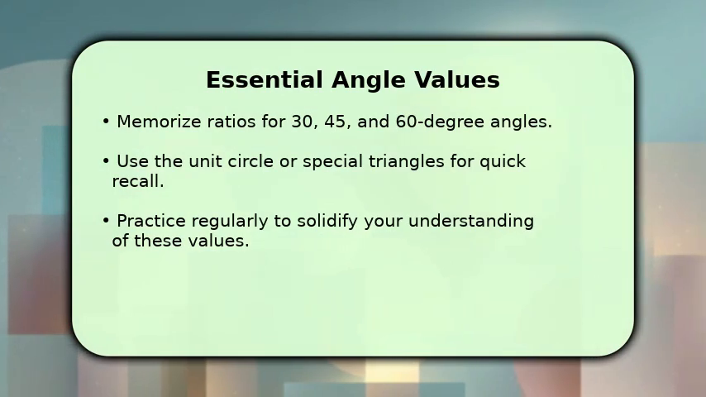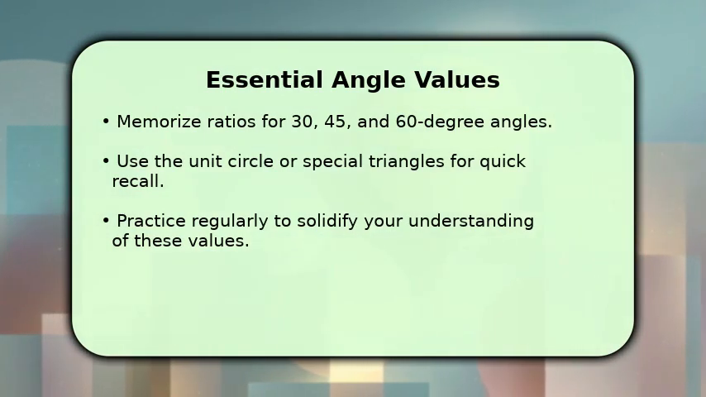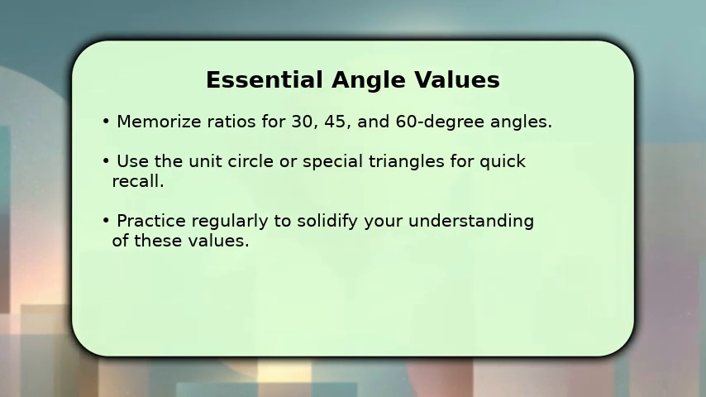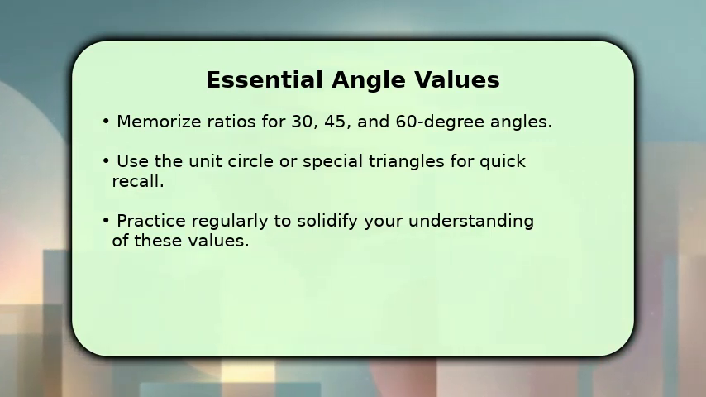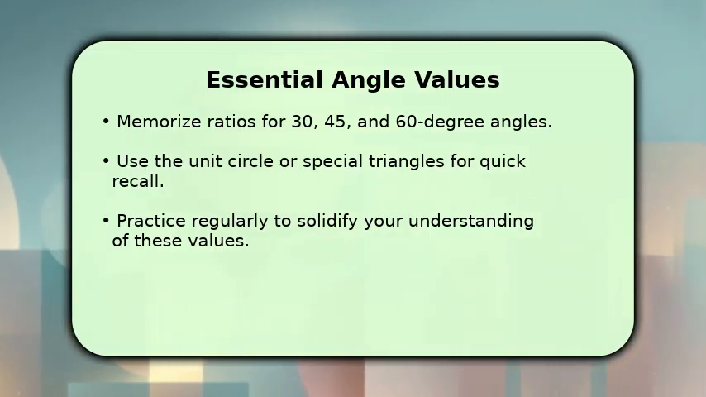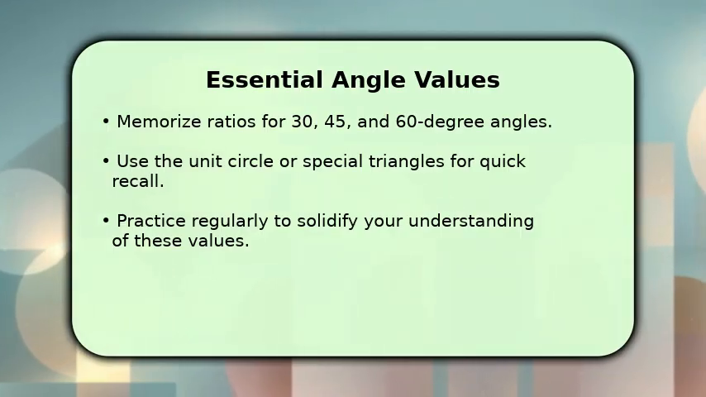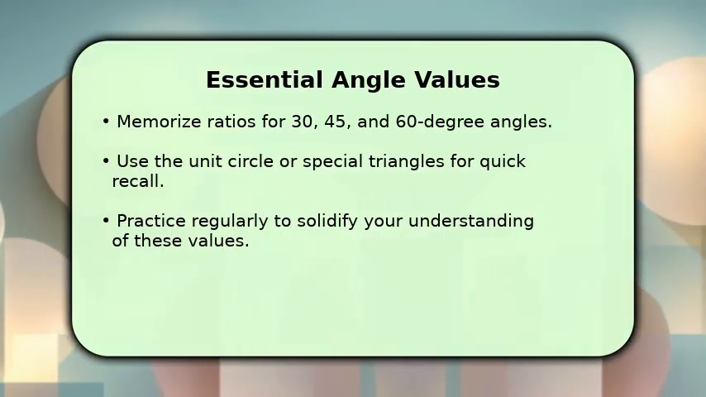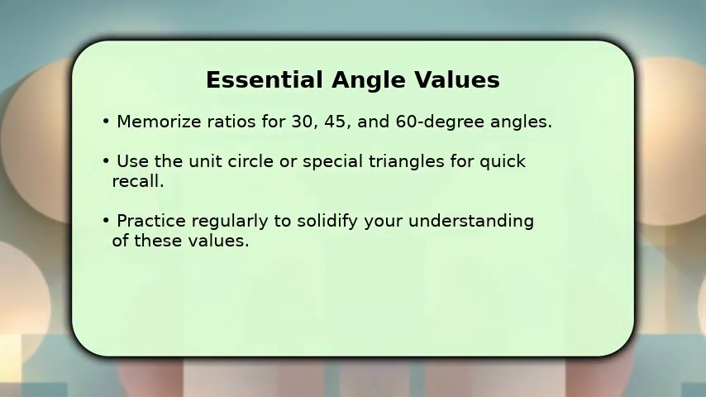It's incredibly helpful to memorize the trigonometric ratios for common angles like 30, 45, and 60 degrees. These values appear frequently in various mathematical contexts. You can use tools like the unit circle or special right triangles to visualize and quickly recall these essential ratios. Consistent practice will make these values second nature.